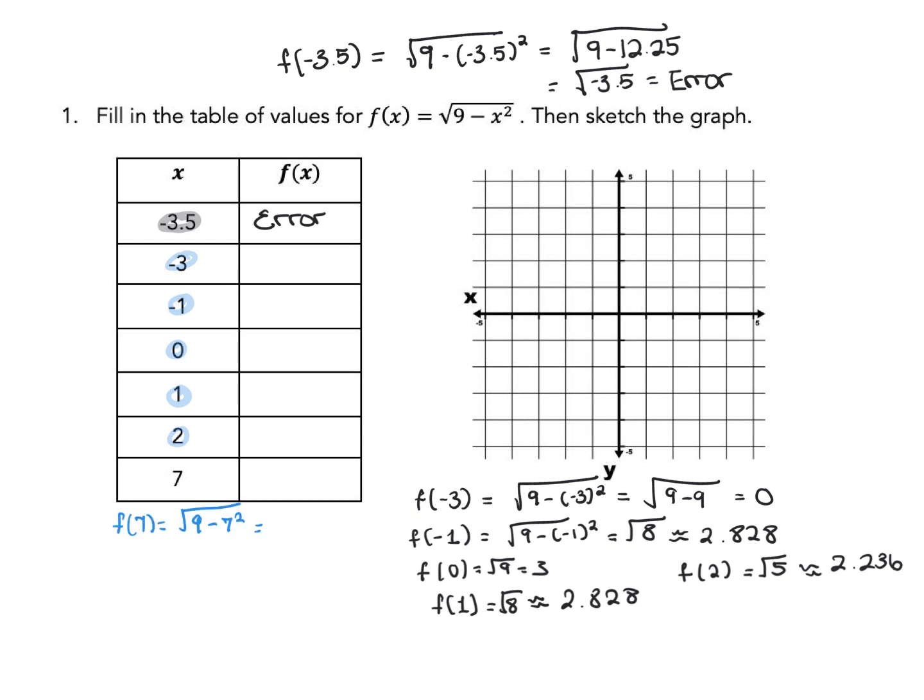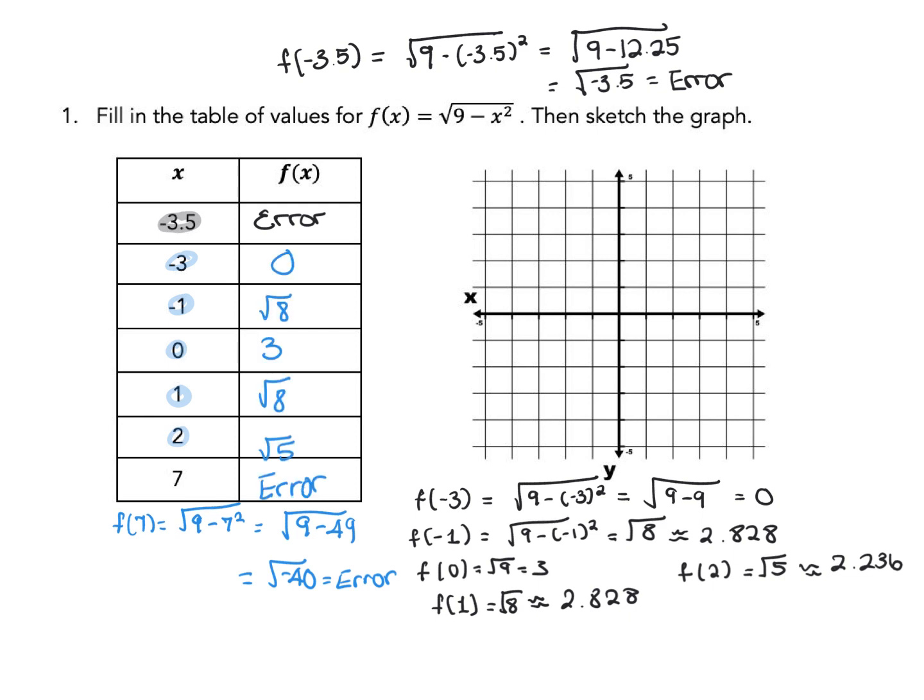So we get square root of 9 minus 7 squared, which is 9 minus 49. And that's going to be square root of negative 40, which is also an error. So we can go ahead and fill out our table. Then we're going to go ahead and graph.